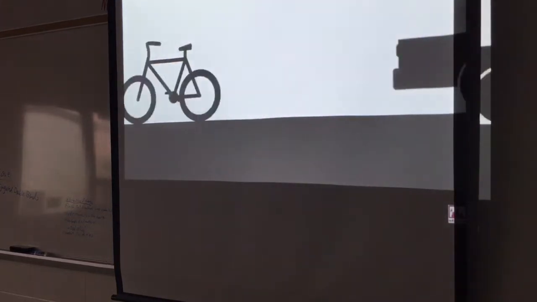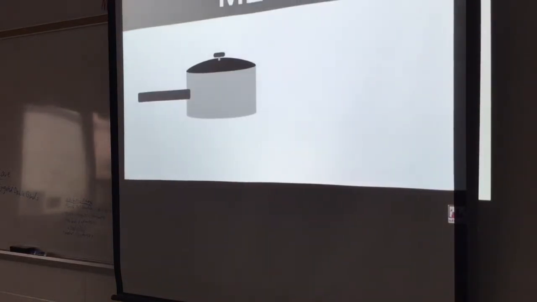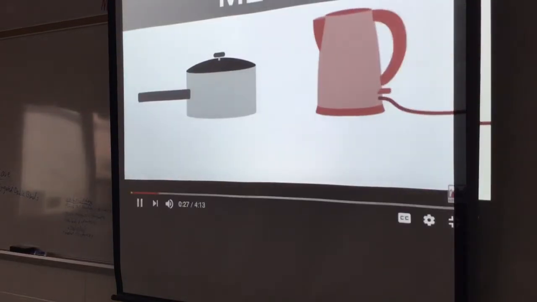Metals are used in many everyday objects. This morning, when I woke up, I decided to have a soft-boiled egg and a cup of coffee. The pot I used is made of metal. The kettle is made of plastic.